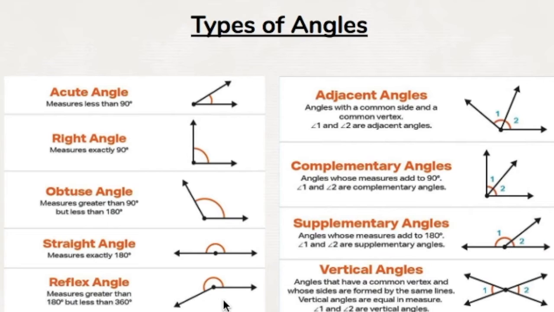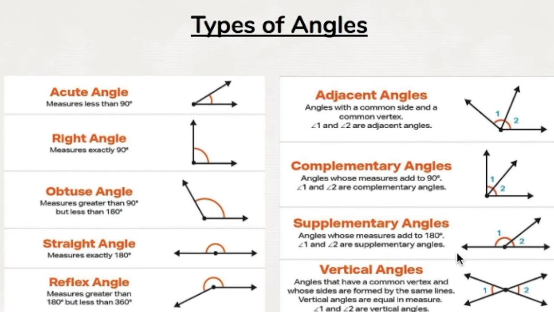Now, angles, if they are next to each other and share the same common vertex, that's just one side, there's angle 1 and angle 2. These are called adjacent angles. Complementary angles are angles that measure 90 degrees. Angle 1 and angle 2 here together, add together, are 90 degrees. Supplementary angles, the angles are 180 degrees when angle 1 and angle 2 are added together.